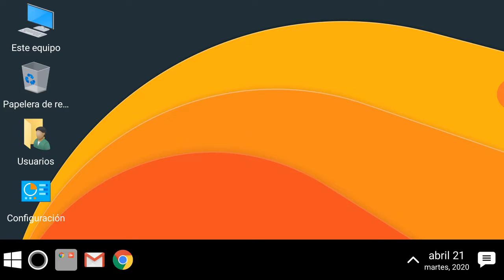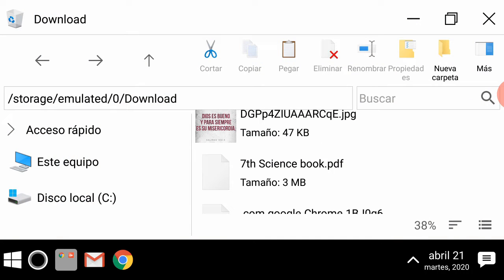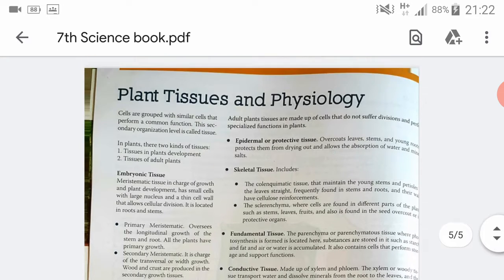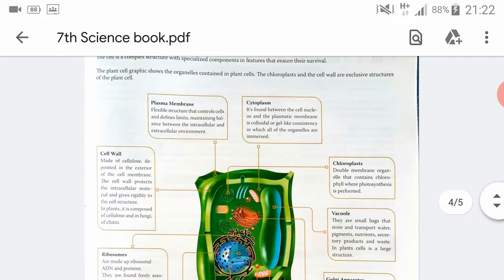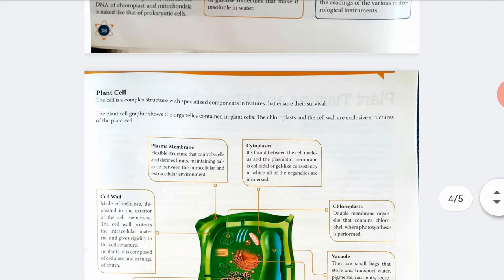First, the first thing that we are going to do is go to your books because we are going to speak about the page of the plant cells. Right here, plant cell, page number 39.